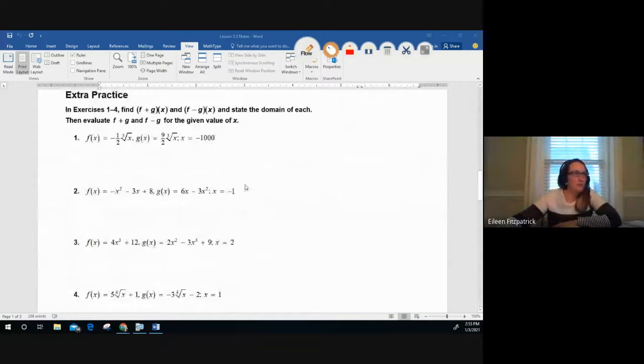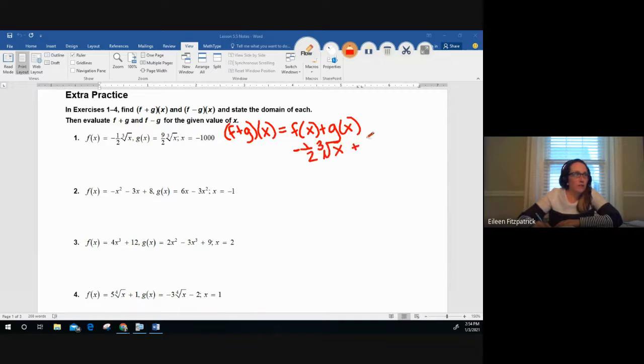So it says find f plus g of x, f minus g of x, state the domain of each, then evaluate f plus g and f minus g for the given value of x. Okay, so first we're going to do f plus g of x. So you're going to take the f of x function and you're going to add to it the g of x function. All right, so the f of x function is negative 1/2 cube root of x, and the g of x function is 9/2 cube root of x.